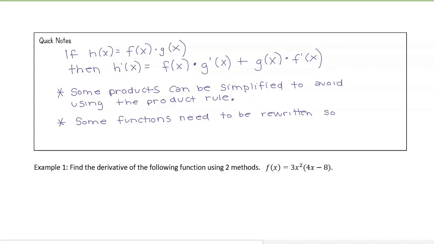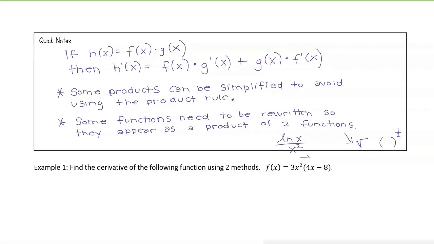One other note, and that is some functions need to be rewritten so they appear as a product of two functions. That might occur with something that has a square root, which will need to be changed to something with a power of 1/2. Or, since we don't know the quotient rule, if I have something like natural log of x over x squared, well, we can't use the product rule, but I can rewrite this as natural log of x times x to the -2. Now I can use the product rule.